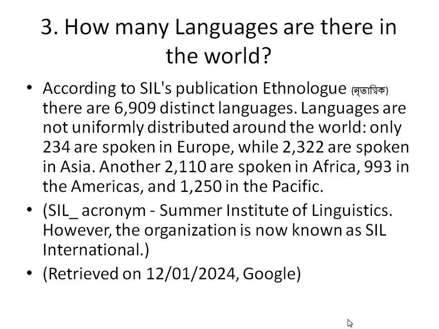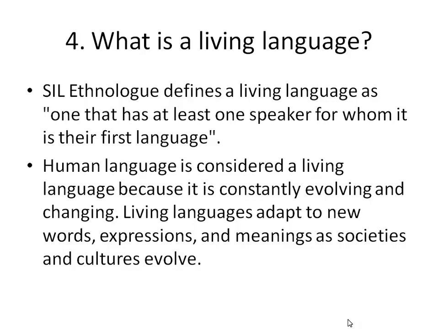They have provided this information that in this world people use nearly 7,000 languages, and all these 7,000 languages are living. So, living language, that is a definition of living language. It's not necessary to write it down, and it's not necessary to take pictures. You will get this slide at the email address that you have provided. A living language is one that has at least one speaker for whom it is their first language.